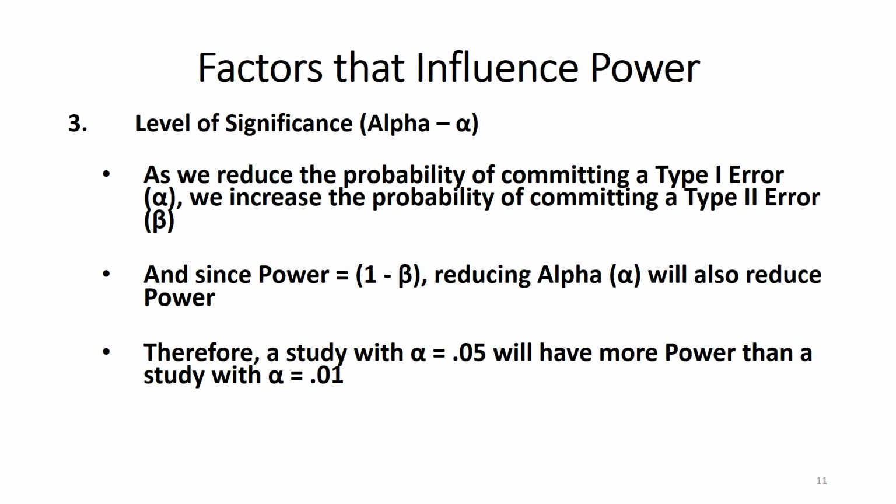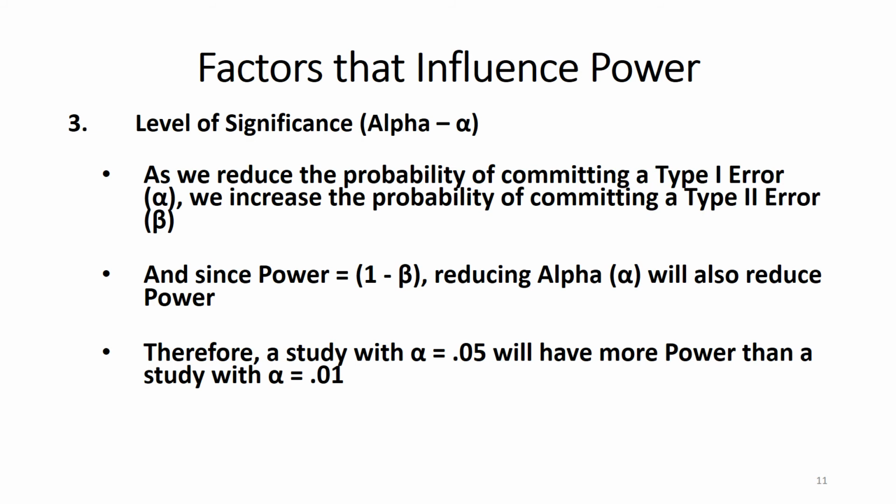Factor number 3 that influences power is alpha. Okay. This is one you just got to kind of just get it, understand it, and go forward. You're not going to see a nice fancy sample or a blue box on this one. You just got to understand it. All right. Alpha is our probability of committing a type 1 error. On the other hand, we have beta. Beta is the probability of committing a type 2 error.